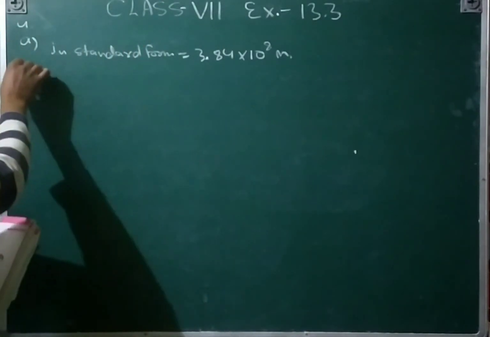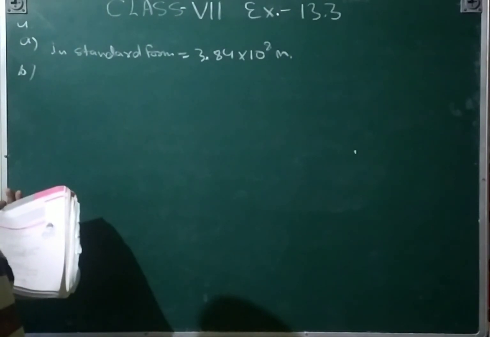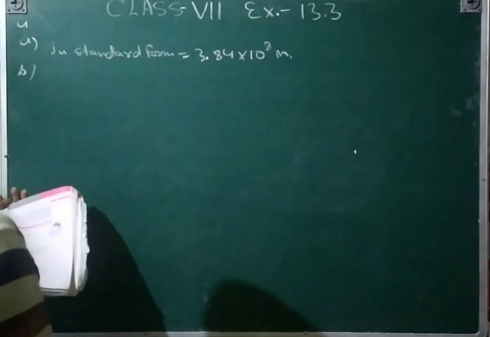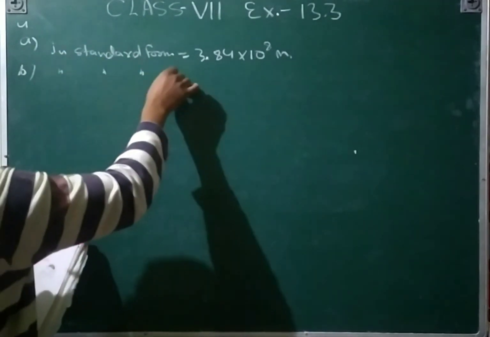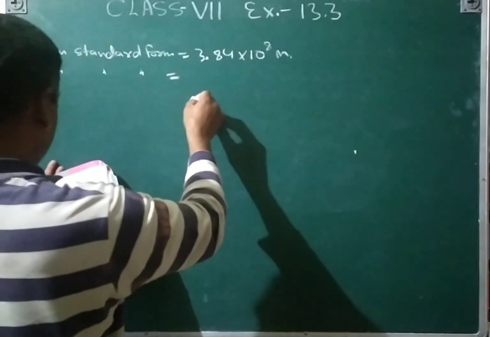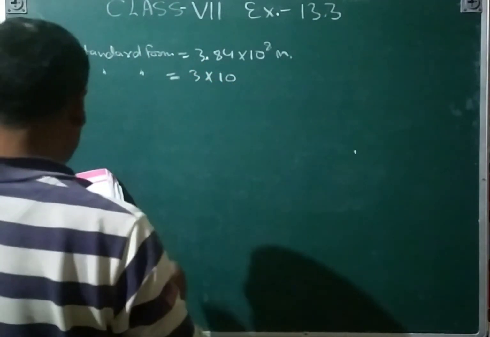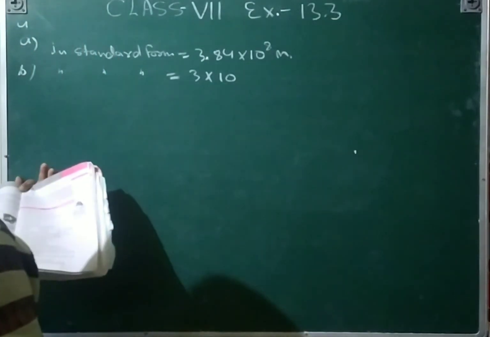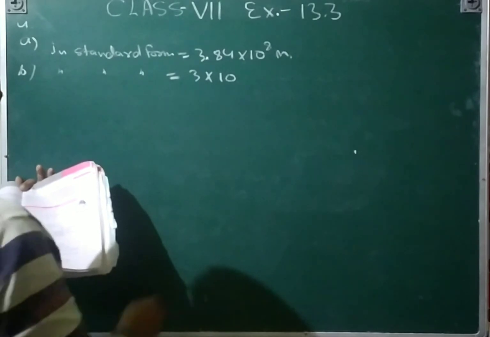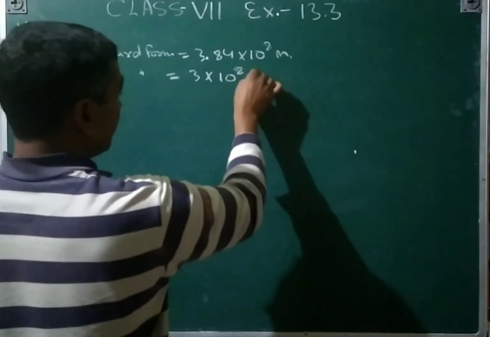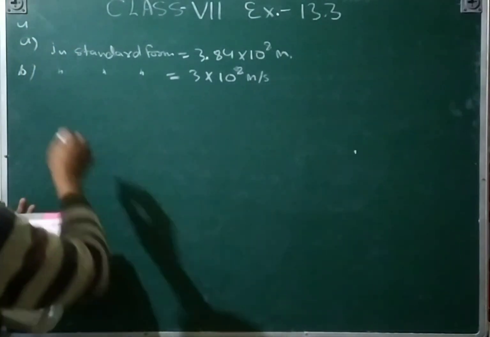See B part, the speed of light in vacuum is 300,000,000 meter per second. So in standard form that will be 3 into 10 power. How many digits will become the power here? 3, 6, 8. 8 meter per second.